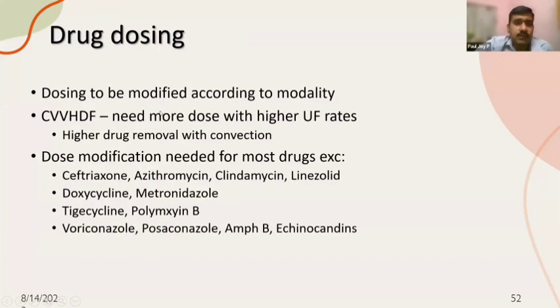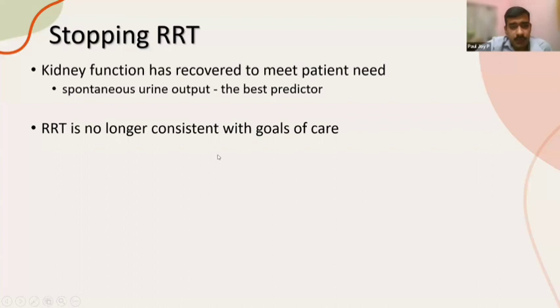And the drug dosing also has to be modified according to the modality. With higher UF rates and with convective clearance, more drug is required. And almost all drugs are dialyzable or filtered except ceftriaxone, azithromycin, clindamycin, linezolid, doxycycline, metronidazole, tigecycline, polymyxin B, voriconazole, amphotericin B, and echinocandins.